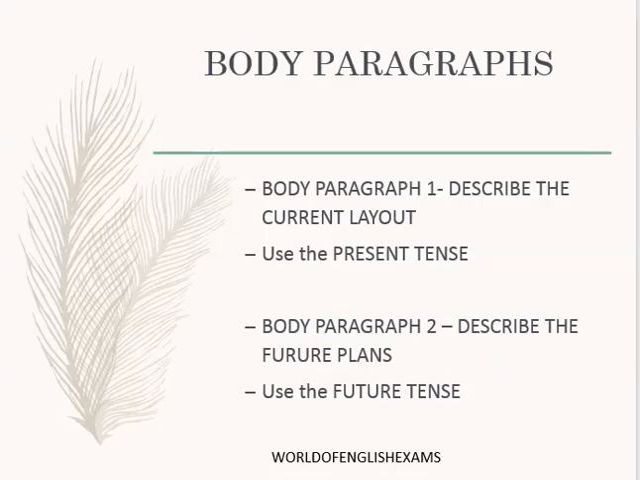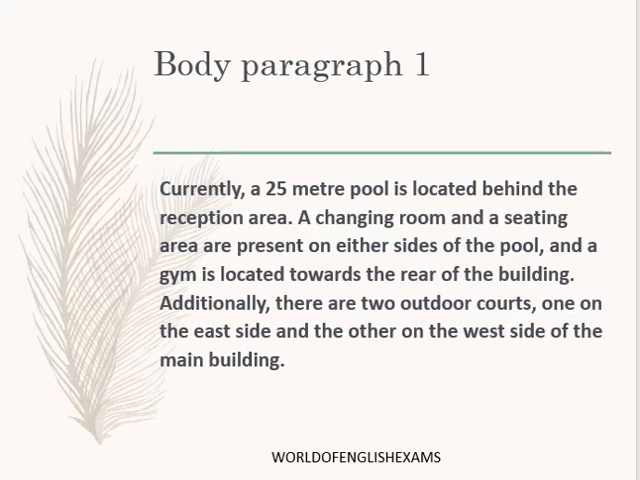Basically, we are going to divide the body paragraphs into two on the basis of their tense. The first body paragraph is going to be the current layout, and so I am going to use the present tense, and the second body paragraph is going to describe the future plans, and hence the tense is going to be the future. So now let's see how to write the first body paragraph. Currently. So this adverb is an indicator that the whole of the body paragraph is going to be in the present tense. Currently, a 25-meter pool is located behind the reception area.